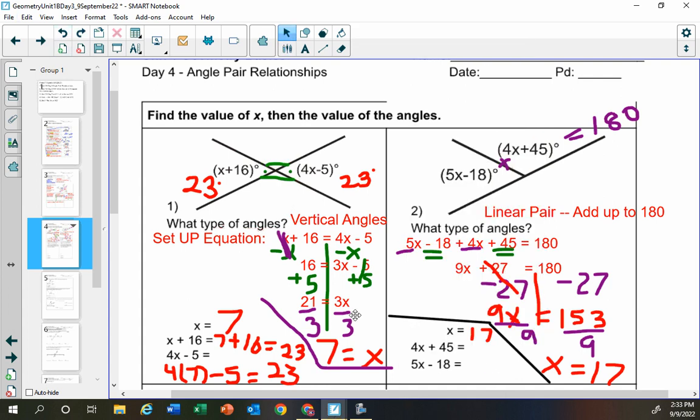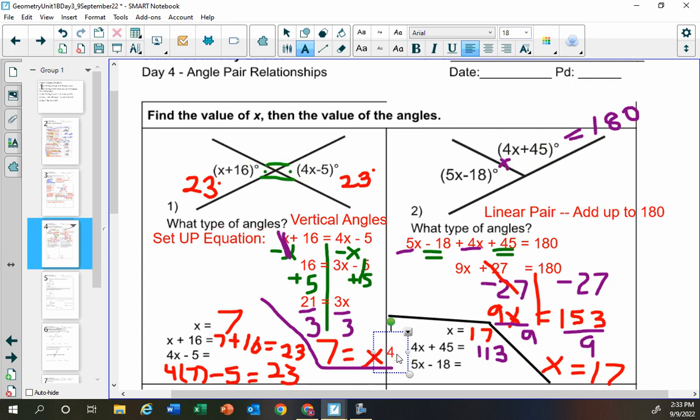times 17 plus 45, which is 113. Yup. Because you're going to get 68 plus 45, 113. Very good. Brooklyn did 4 times 17 plus 45. Try to sneak it in there. I know there wasn't a whole lot of space. And 5x minus 18 is equal to 67, and 113 plus 67 is equal to 180. That's exactly right. Well done.